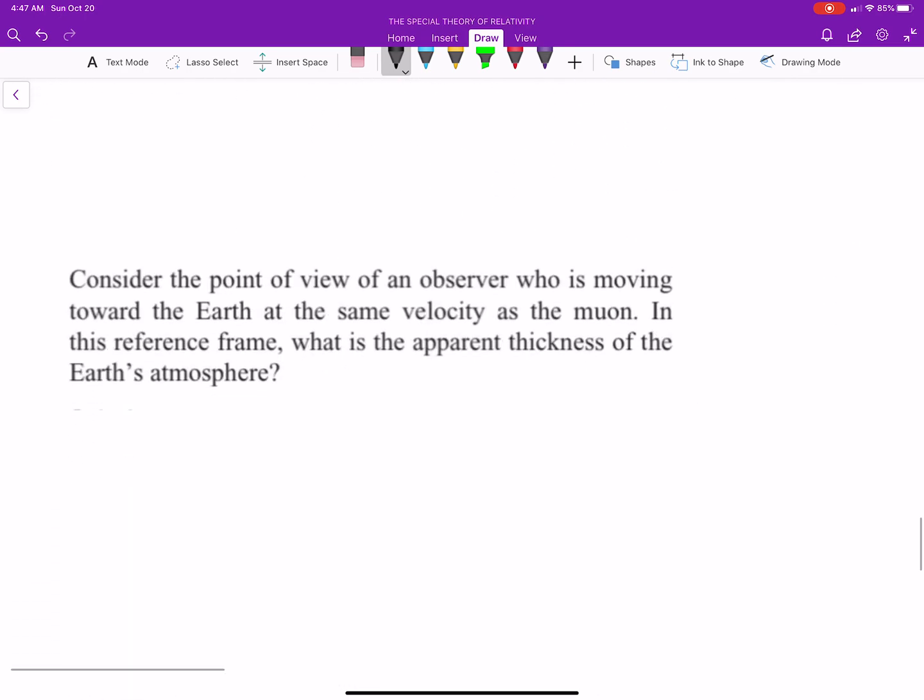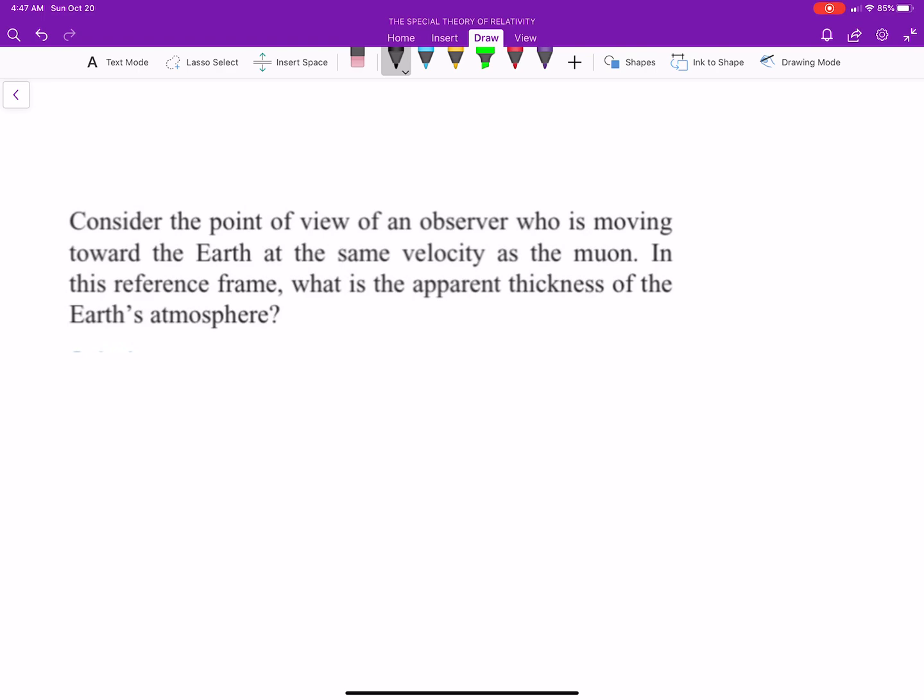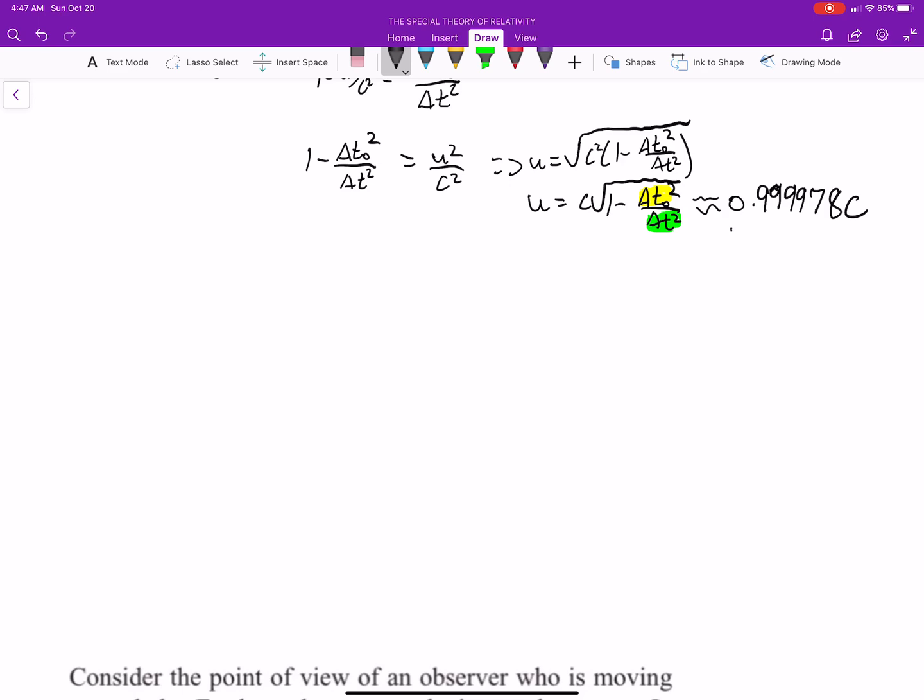Well, here's what we need to understand real quick. Our equation is the first thing to write down: your length is equal to your rest length, L naught, times the square root of 1 minus u squared over c squared. And again, L naught is our rest length, the apparent length when you're looking at it from a perspective of rest. So from the muon's point of view, the Earth isn't at rest. It's moving towards it at that speed that we just found.